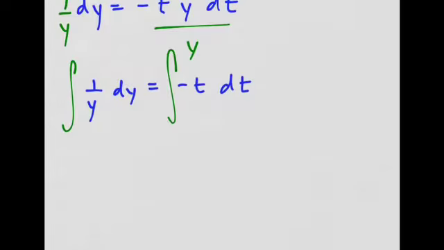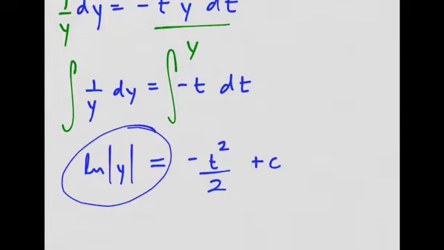Now the left side, that's just ln of y, and there's something that we're going to be doing with that. We'll eventually exponentiate both sides. And then this one would be negative t squared over 2 plus c.